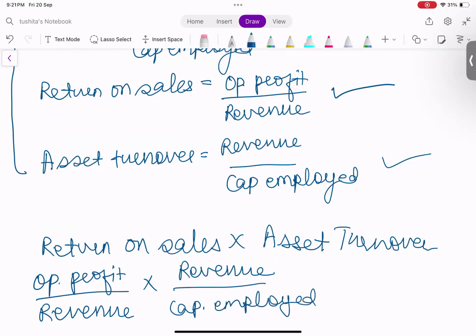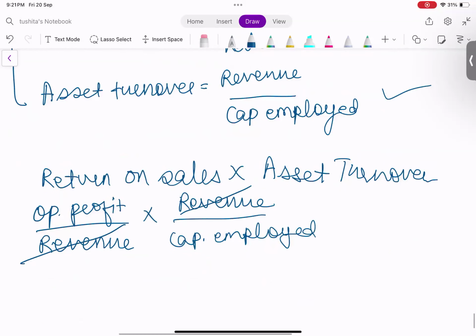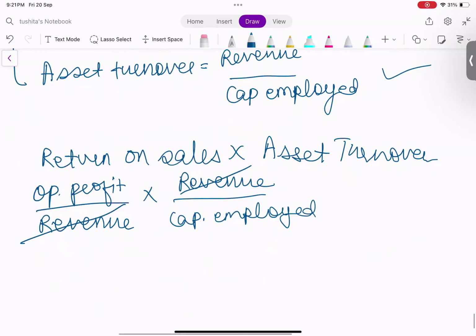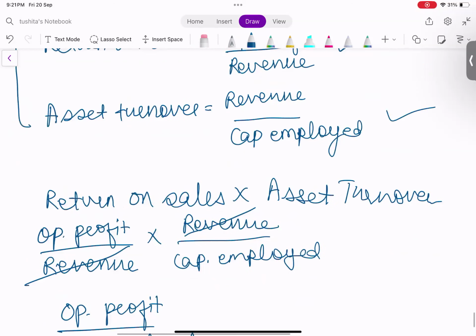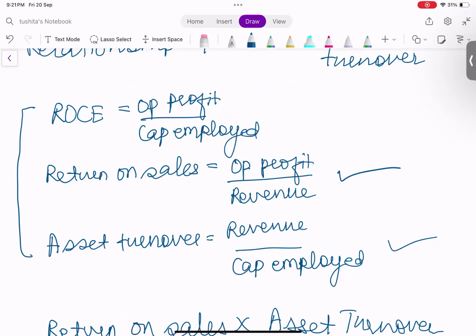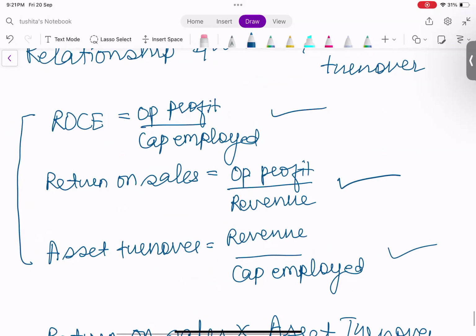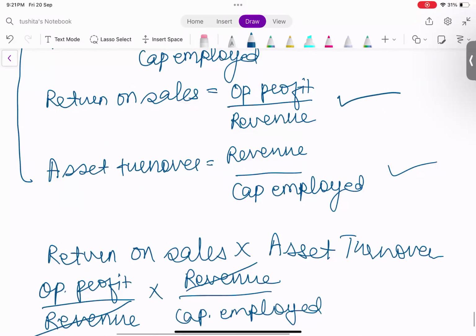Once you multiply them, revenue and revenue cancel each other, since one is under division and one is multiplication. Net, what you're left with is operating profit divided by capital employed. This is the answer you're getting, and if you go back to the formula you've written for ROCE, this is exactly operating profit divided by capital employed.